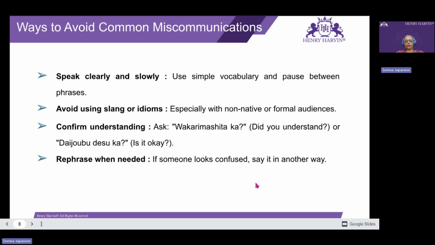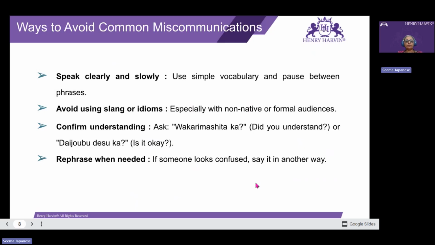Speak clearly and slowly. These are the ways to avoid common miscommunications. Speak clearly and slowly. Use simple vocabulary and pause between the phrases. Avoid using slang or idioms. This is a very important aspect, specifically for Japanese culture, that we should avoid using slang language, specifically when we are talking at corporate level.